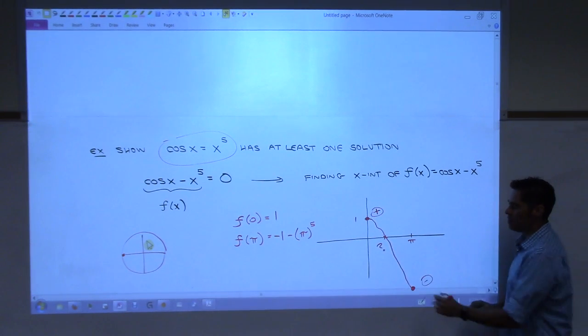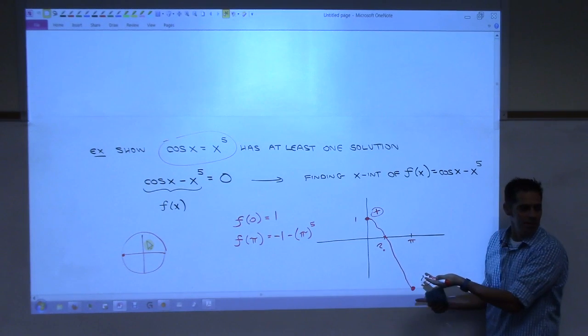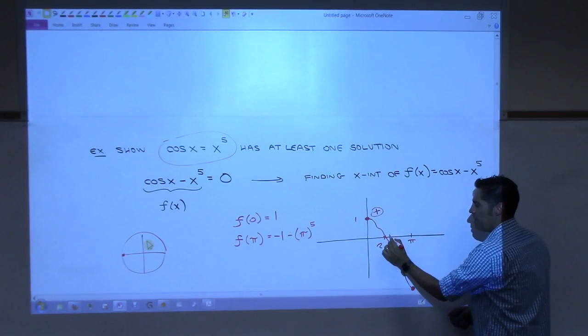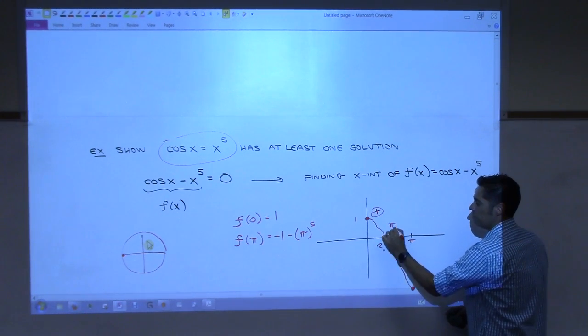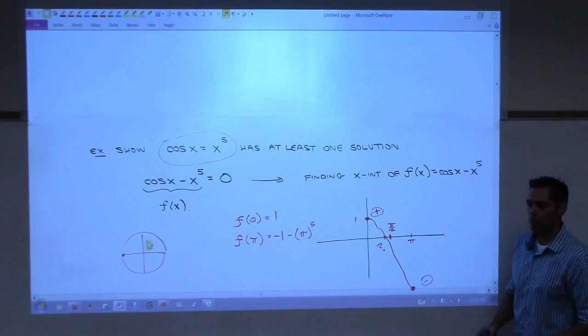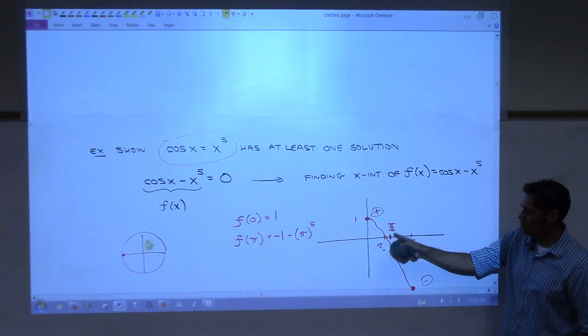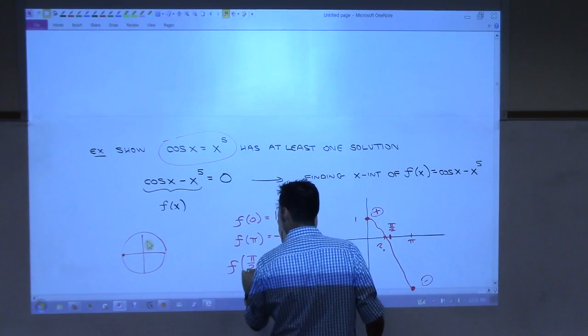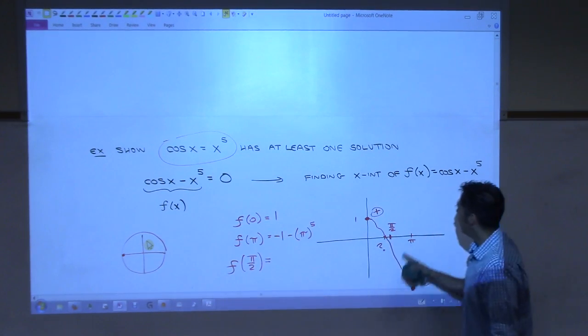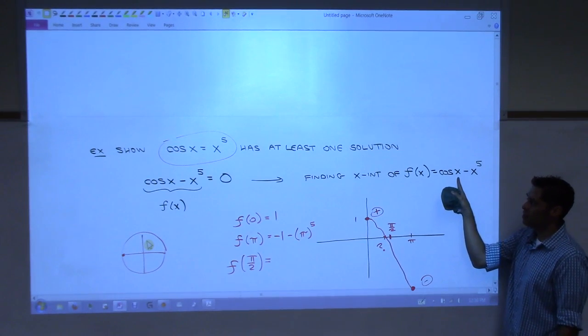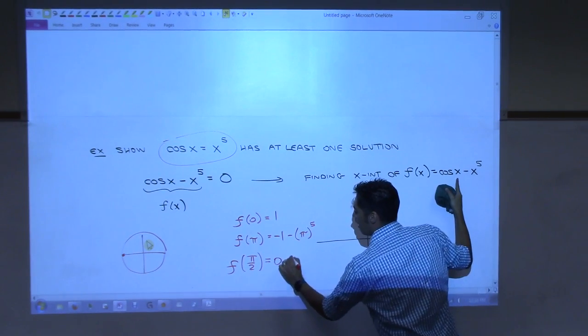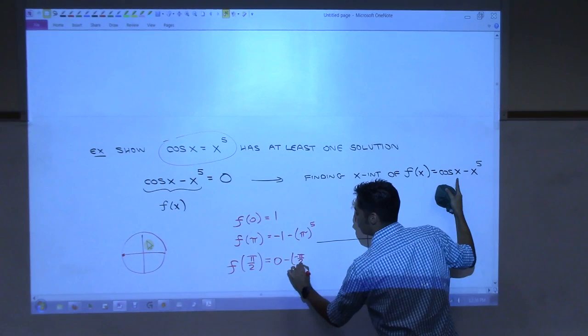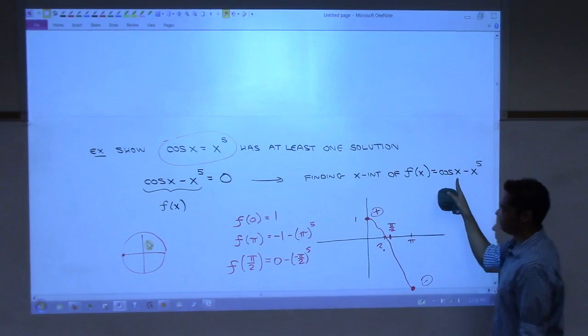So then what it does is it says, okay, I know somewhere in there I have an answer, right? So it cuts this in half, pi over 2. And then it plugs pi over 2 into this. So what happens? When you plug in pi over 2, cosine of pi over 2 is 0. And then minus pi over 2 to the 5th power.